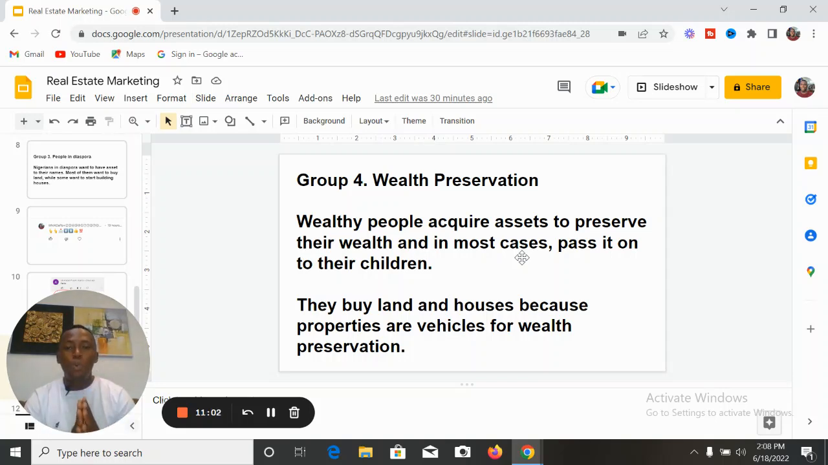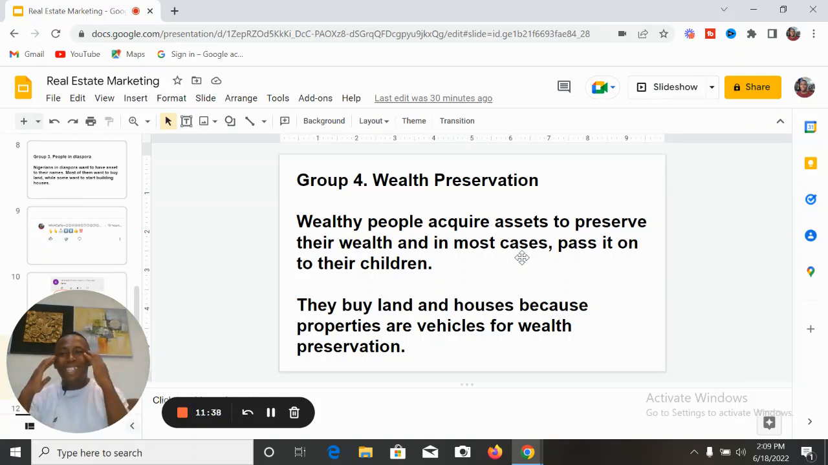The fourth group is the wealth preservation group. Wealthy people acquire assets because they want to preserve wealth. They have a lot. They want to preserve, have more. That's why when you see some people, they pass their wealth on to their children, their assets. Sometimes when you hear lawyers reading wills, if you watch the movies, they read wills. I leave my land in so-and-so place to my son Emeka. I leave the 12 plots of land in Abuja to this one. I leave the houses, I leave the estates in this place for Nkechi. They acquire assets because these are vehicles for wealth preservation.